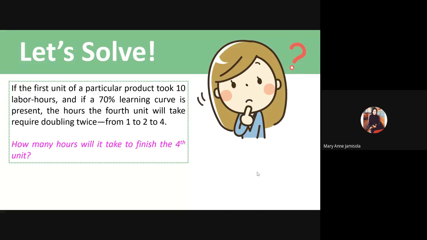Using the formula I have mentioned a while ago, that's T times L to the power of n. T is the number of hours required to finish the first unit, in this case, 10 hours. So 10 times L, L is your learning curve rate, in this case, 70%. And then to the power of n. N is how many times the unit was doubled. So in this problem, that's 2. It was doubled twice. So how many hours will it take for us to finish the fourth unit? Anyone?